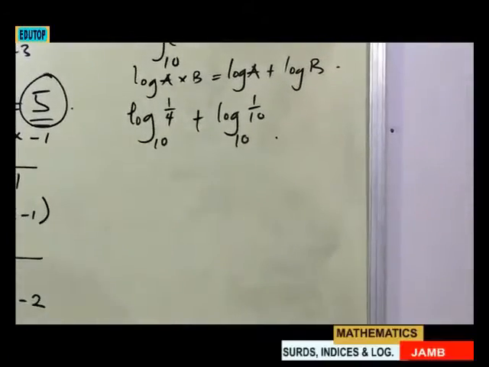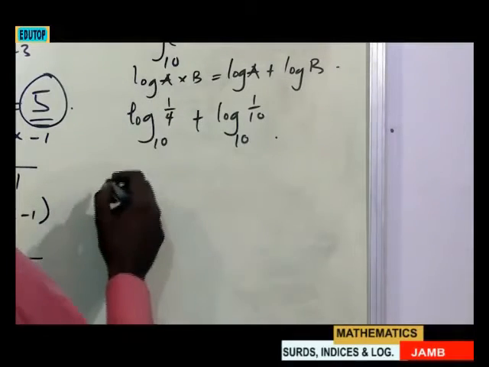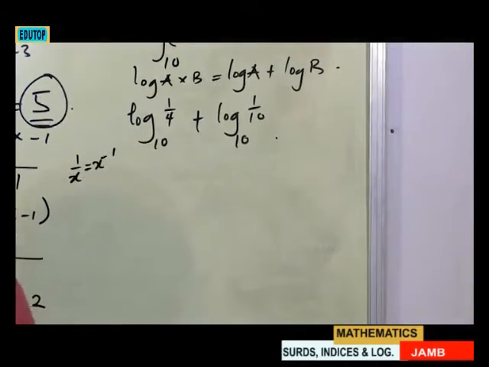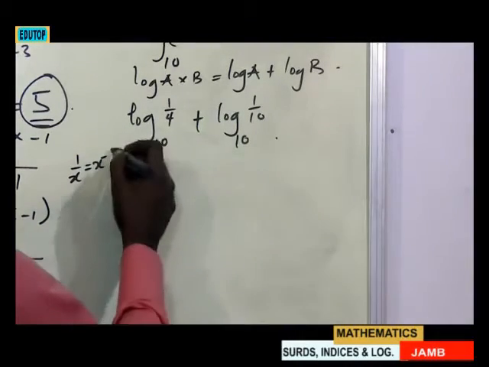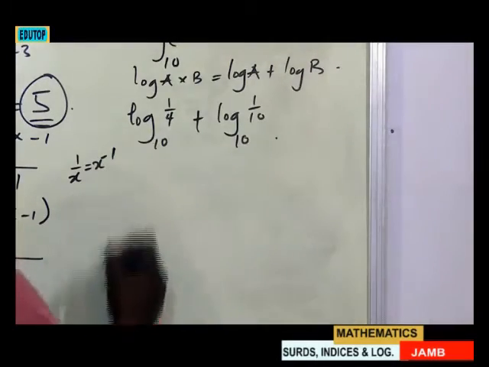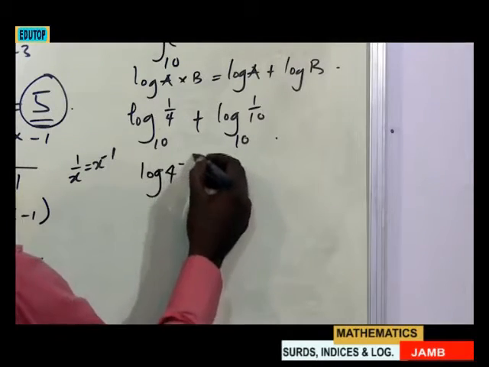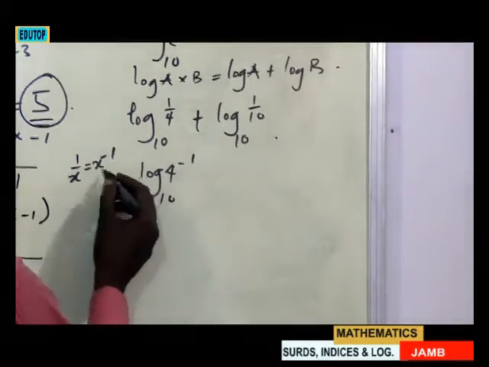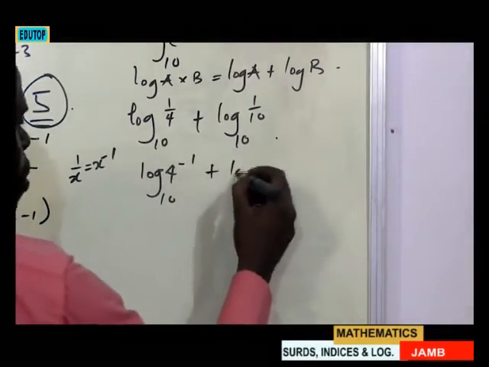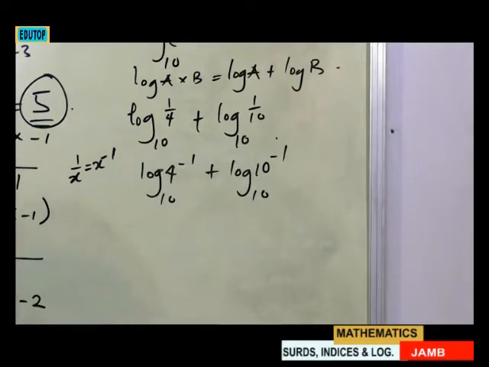Then what do we do next? We know that by law of logarithms or by indices, 1 over x can be written as x raised to power minus 1. This would have been taught in your secondary school. So here you have log 4 raised to power minus 1, complying to this standard. Then also plus log 10 raised to power minus 1, complying to this standard.